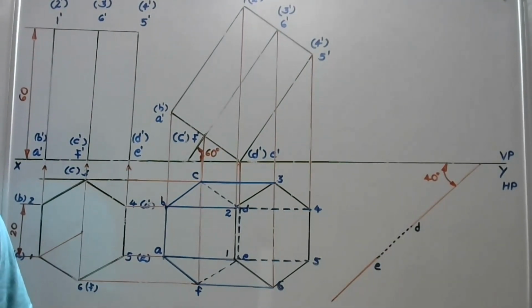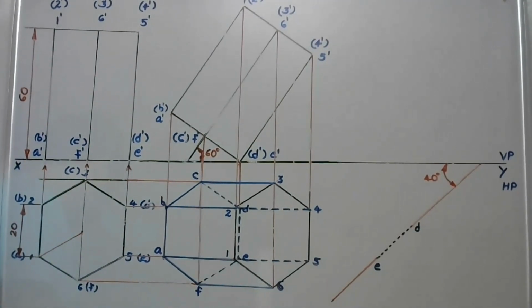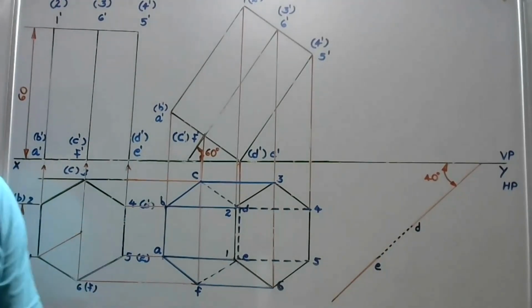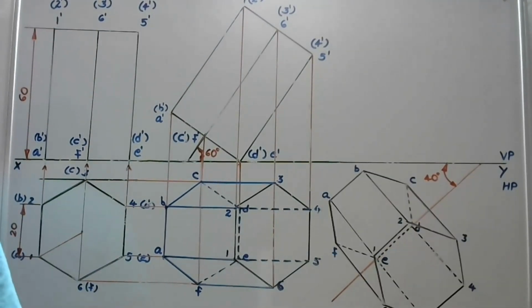Now we fixed our resting base DE at 40 degree. DE is invisible in the top view. That same notation we provided here. DE is invisible. Based on this line, we create and tilt the solid at 40 degree.